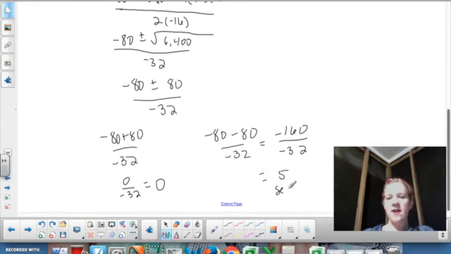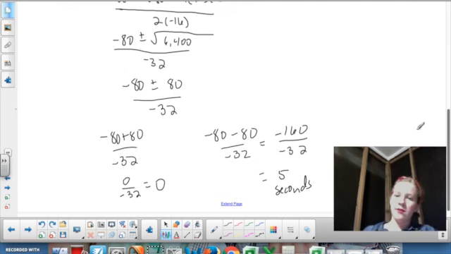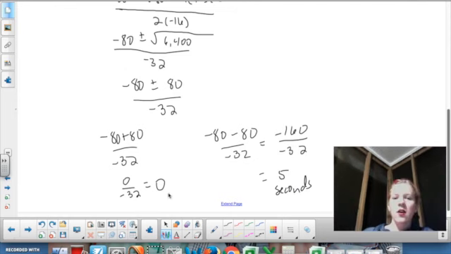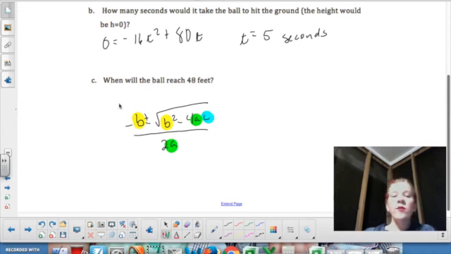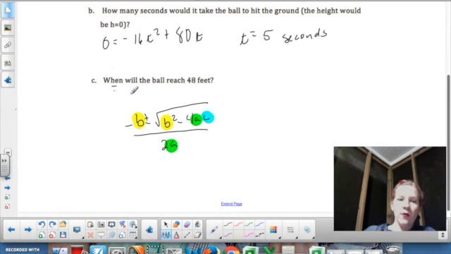And that is 5 seconds. That's how long it takes the ball to hit the ground. All right, so let's go to part C. For this one, we want to know, when will the ball reach 48 feet? So instead of h being 0, h is going to equal 48.